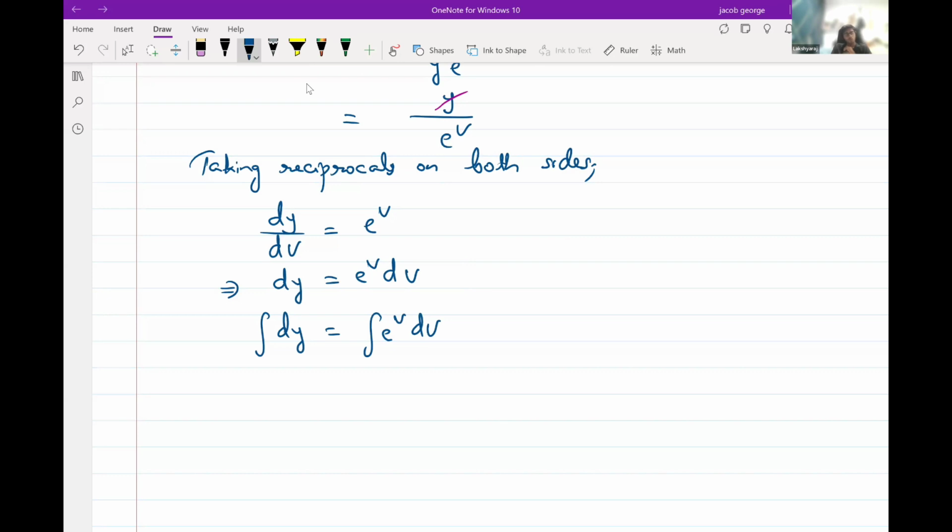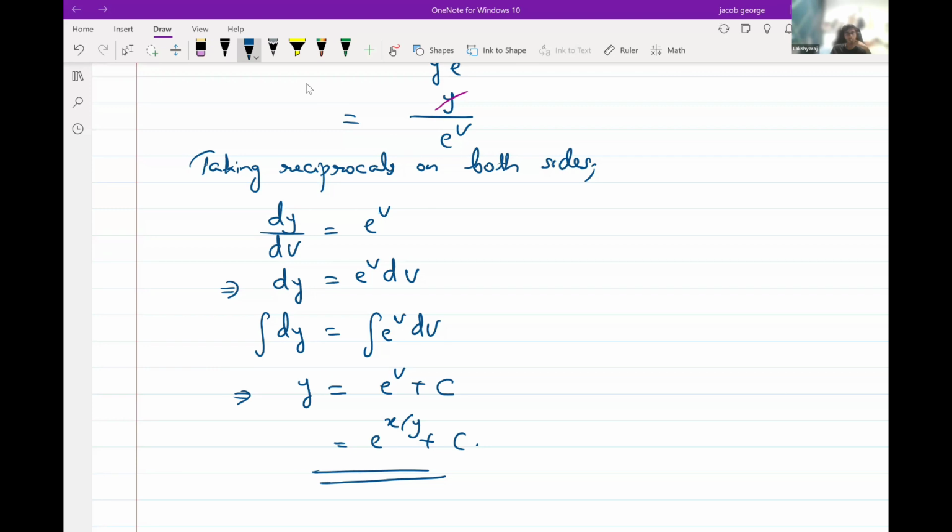Okay. So now we get y is equal to, what is integral e raised to v dv? e raised to v plus c. Substitute for v. What is v for this question? So this is the general solution.